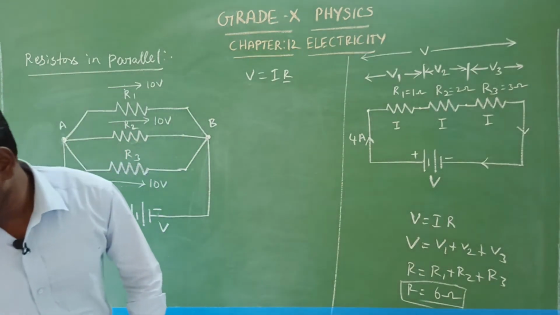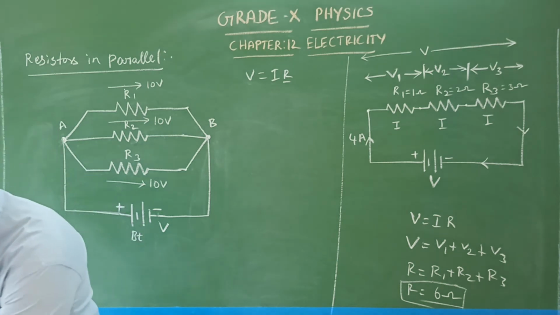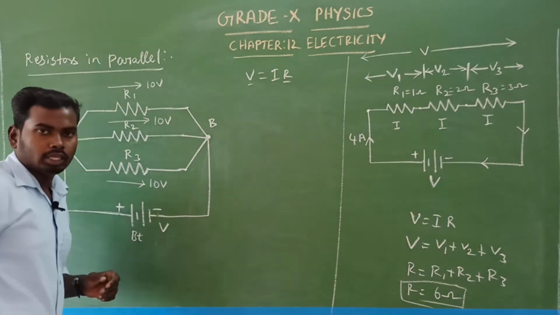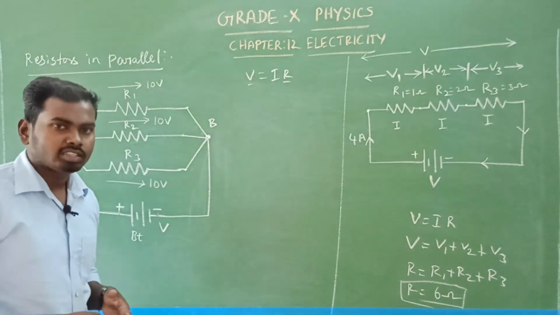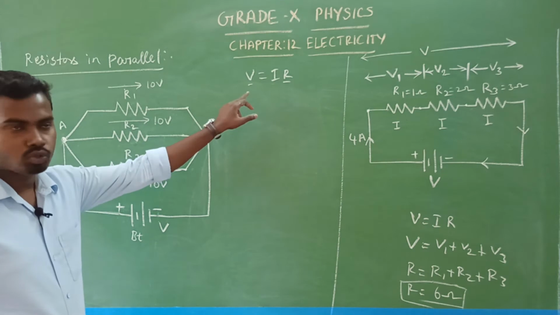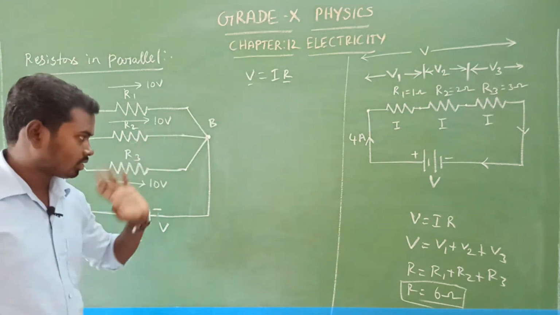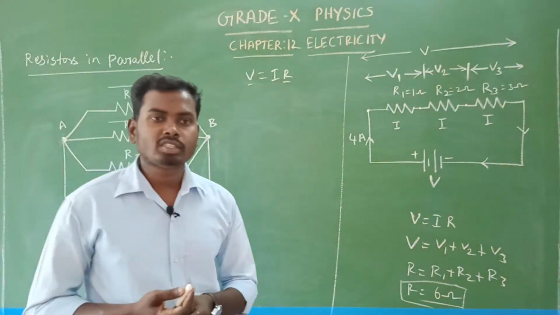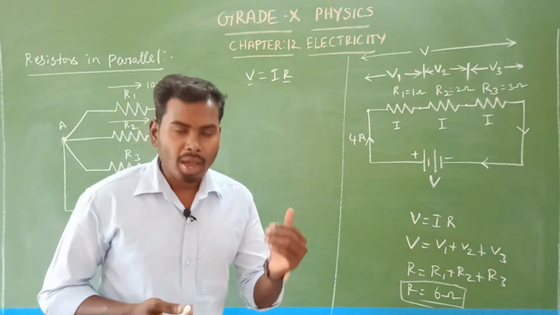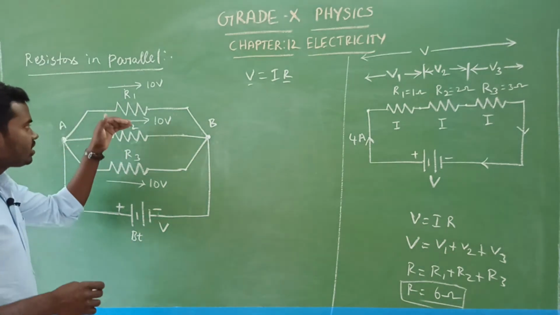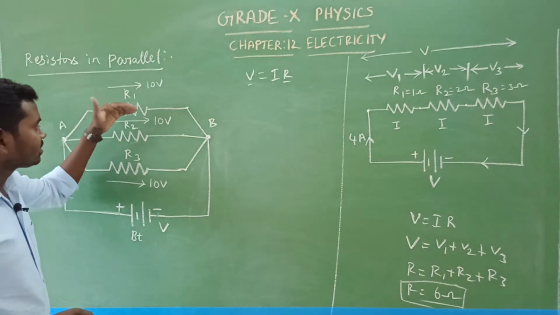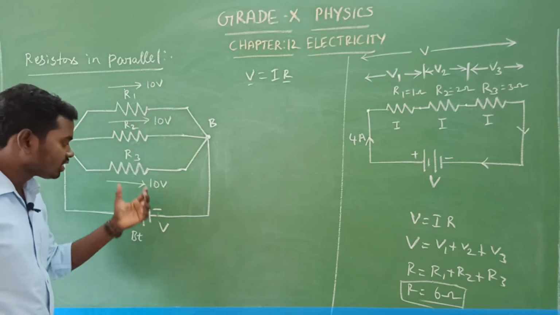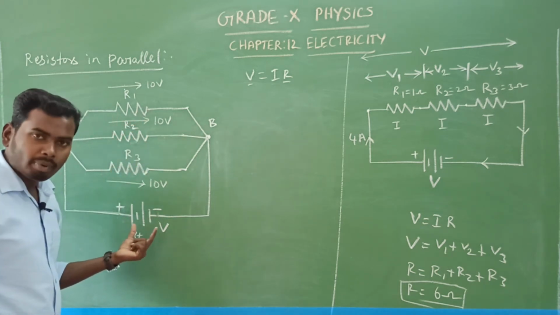Okay, students, very easy one. We have discussed voltage. When a number of resistors are connected in parallel, what happens to voltage? So what is the conclusion, sir? When two or more resistors are connected in parallel combination, note this point, each resistor will have the same amount of potential difference, that potential difference which is equal to the voltage applied by the battery.